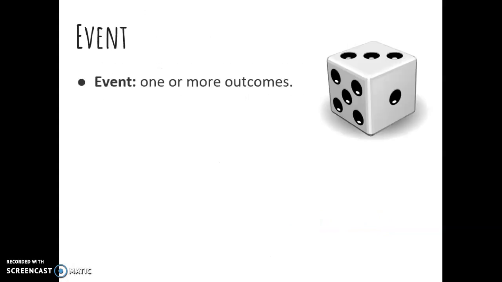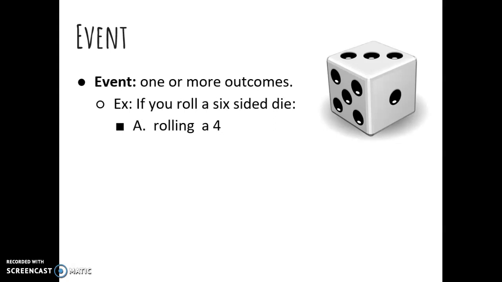An event is one or more outcomes. So if you roll a 6-sided die, the event could be rolling a 4. That's just one outcome, but that would be the event we're interested in. Or another event could be rolling an odd number. If we rolled an odd number, that would be the combination of a few outcomes, 3 to be exact.